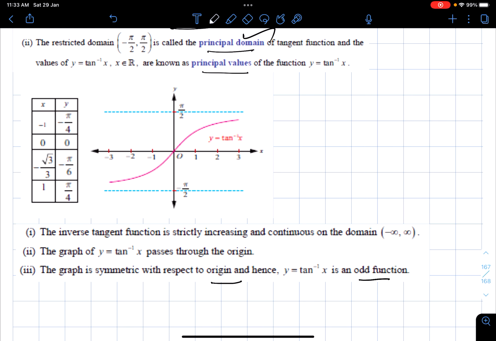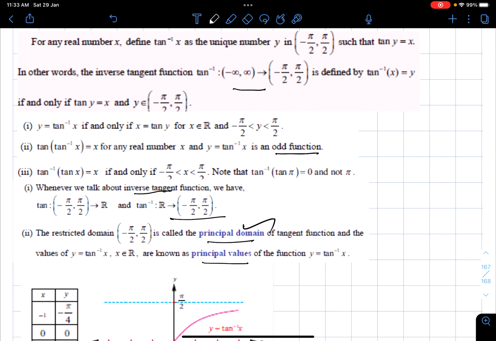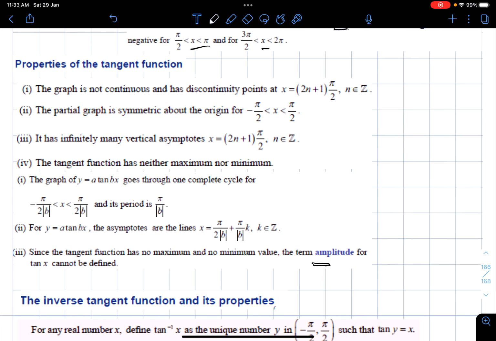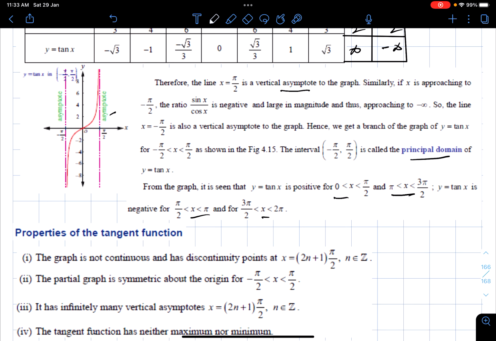With these basic properties and definitions of tan x and tan inverse x, we can go into our examples and problems.